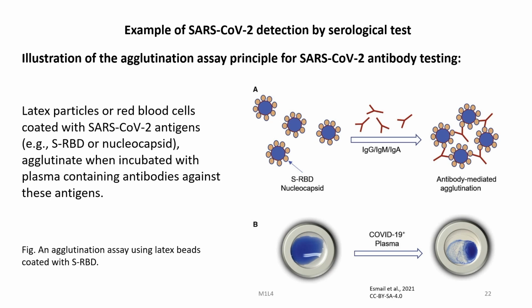So, in the past 2 years, since 2020, the world was suffering from the SARS COVID pandemic, and here the serological test was used for detection, and you can see the agglutination assay principle for SARS-CoV-2 antibody testing over here. So, you have latex particles with red blood cells coated with SARS-CoV-2 antigens. They agglutinate when incubated with plasma taken from the patient, which contains the antibody against these antigens.